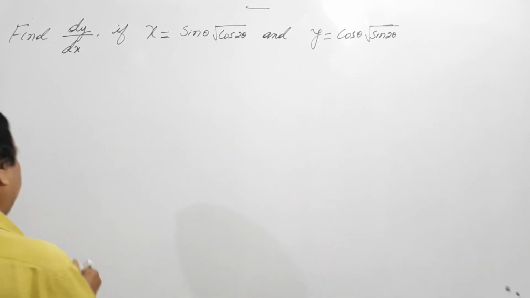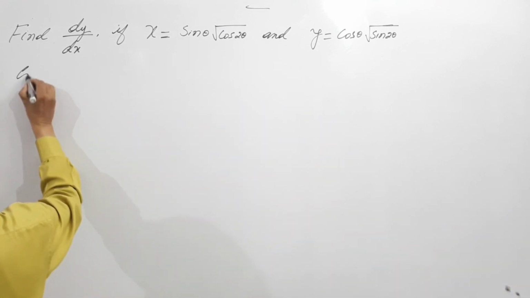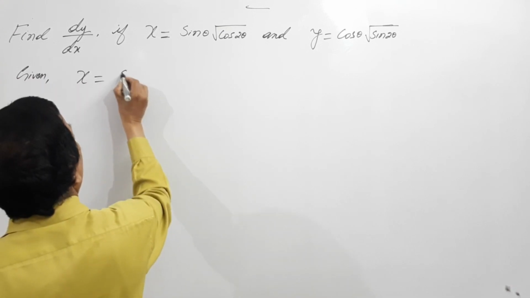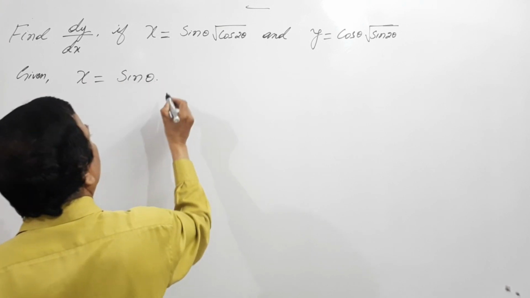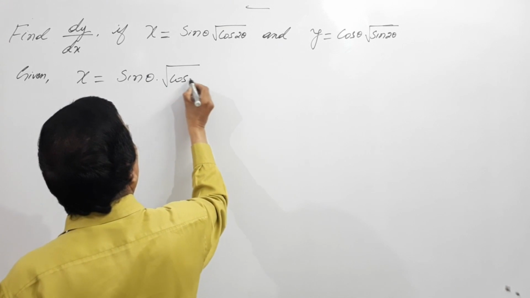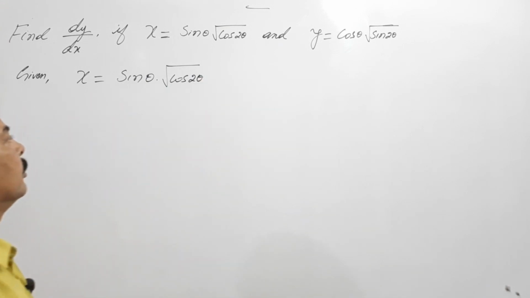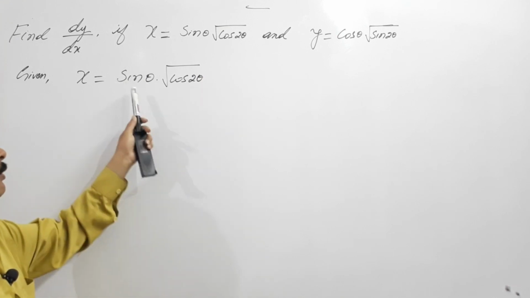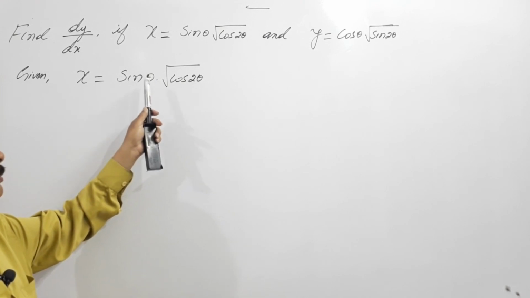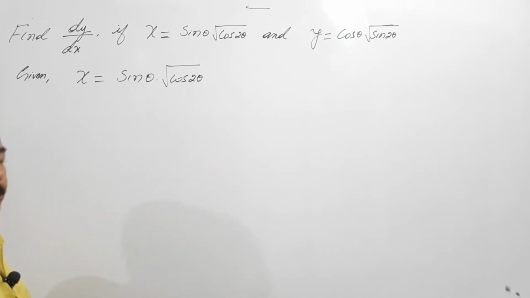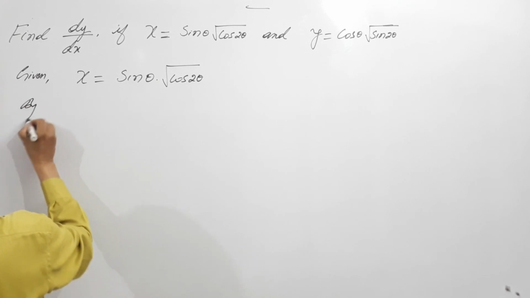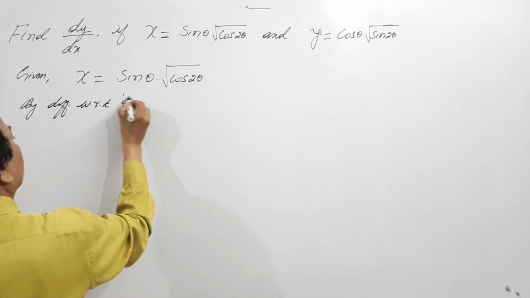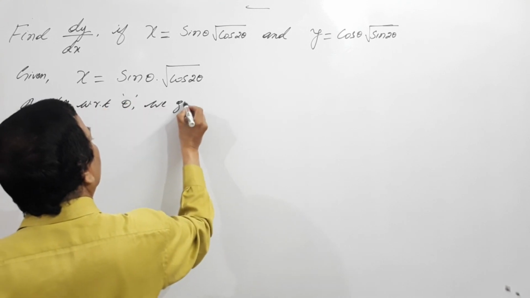So here, we are given x equals sin theta into root of cos 2 theta. So we have to differentiate this with respect to theta. Use the product rule because we have two functions here. So by differentiating with respect to theta, we get what?